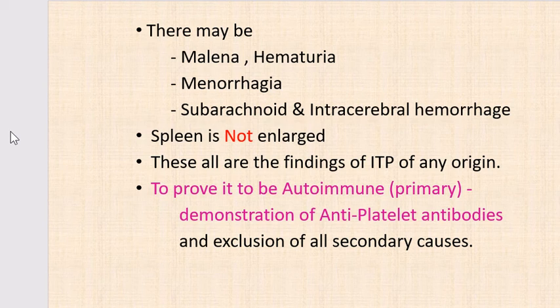The spleen in this disease is not enlarged. These all are the findings of ITP of any origin. And to prove it to be autoimmune type, that is primary idiopathic thrombocytopenic purpura, we have to demonstrate the presence of antiplatelet antibodies, that is antibodies against 2b3a glycoprotein complex, and we will have to exclude all secondary causes of thrombocytopenia.